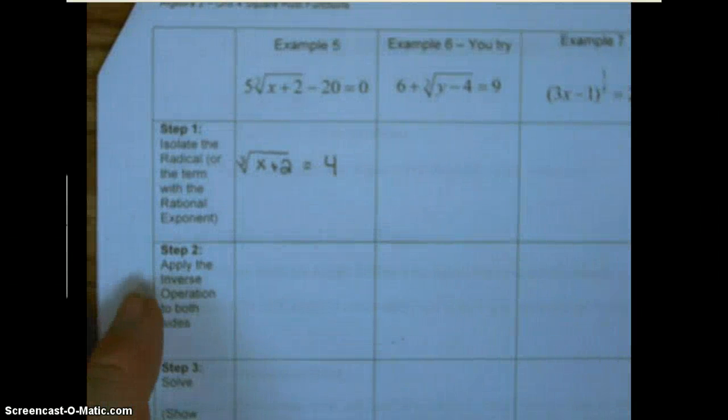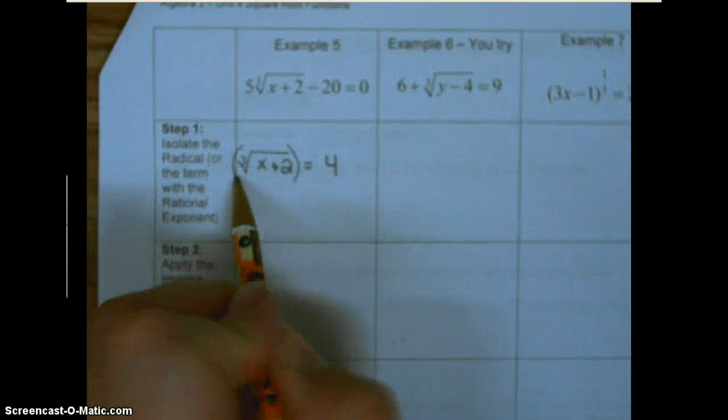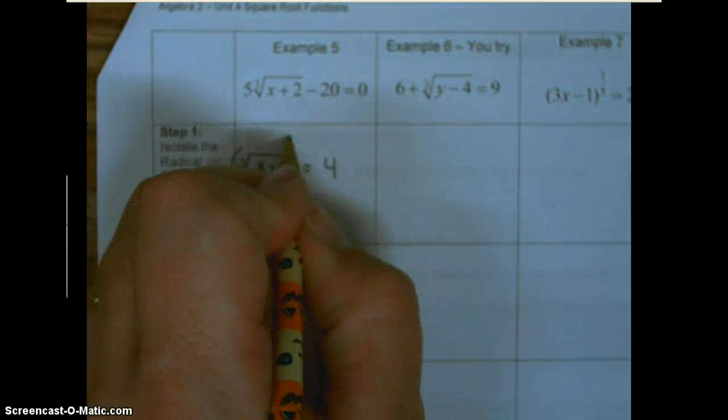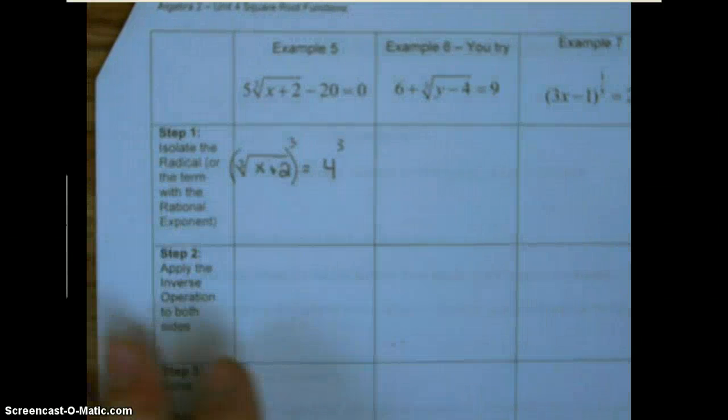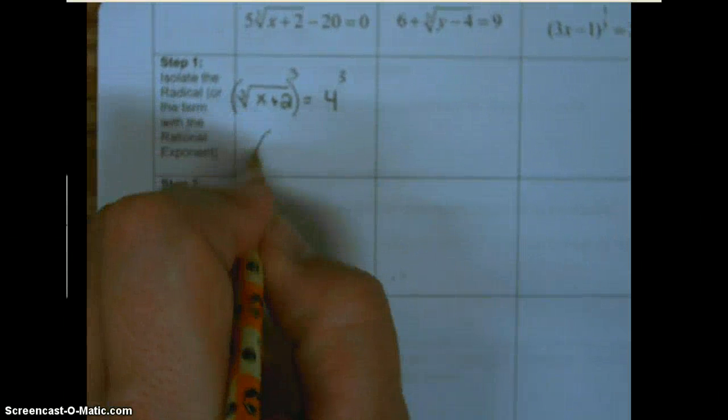The third root. So how do we cancel out a third root? Well, we canceled out a square root by squaring it. Take it to the second power. Third root, we're going to cube it. So that cancels the third root and the third power cancel out. We get, let's move down here. We get x plus 2 equals 4 cubed.